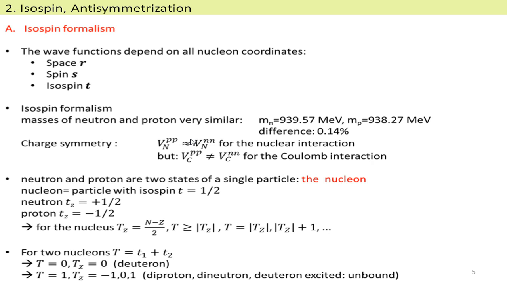If you consider the nucleon-nucleon system, which of course is very important for the nucleon-nucleon interaction, you couple two isospin 1/2, which means that you have T equals 0 with a single projection. And this is the well-known deuteron. The deuteron has isospin 0. And the other possibility is to have isospin 1. And then you have three projections, -1, 0, or 1. And this corresponds to diproton, dineutron, or excited state of deuteron. And all of them are unbound, but they belong to the same isospin triplet.